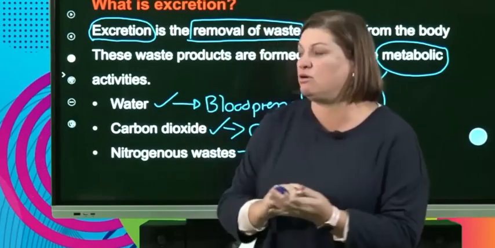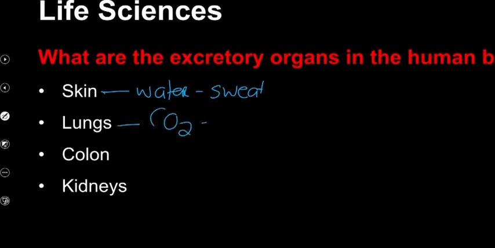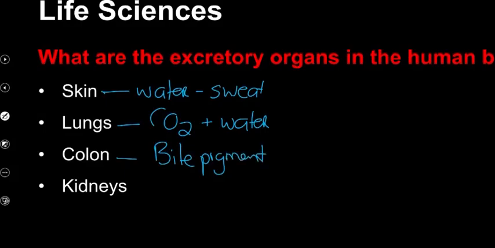Okay, so what organs are involved? When we look at excretion, the skin helps with the water part, where we sweat. The lungs get rid of the carbon dioxide, and with this there's a little bit of water that comes out as water vapor. Our colon, with the feces that we get rid of, removes a little bit of bile pigments. Remember, bile was necessary in breaking down fats, and that's going to go out of the colon.